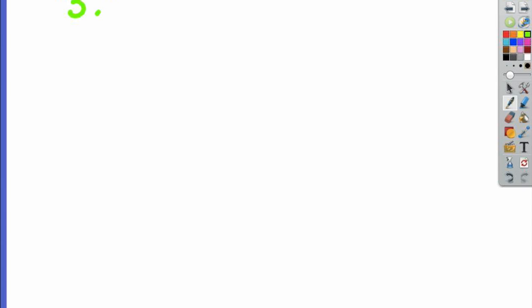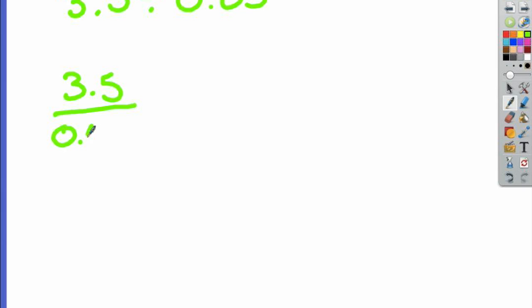3 5/10 divided by 5/100. How could I write that? 3.5 over 0.05. Okay, 3 5/10 over 5/100. What's my denominator? My denominator is 5/100. So what am I going to multiply both numbers by? 100.